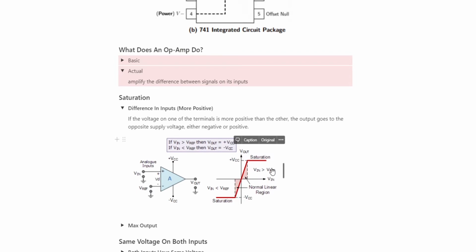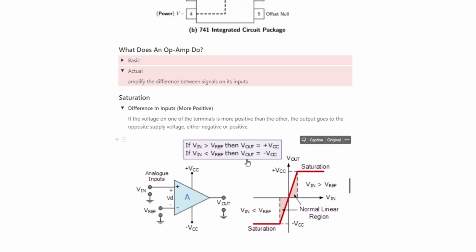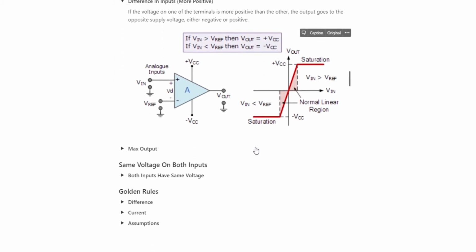So where are we getting V ref from? Where's this reference voltage coming from? It says here, if V in is greater than the reference voltage, what's the reference? The ground? Oh no, they said they've got a reference voltage. Where did that come from? Okay, then V out is equal to plus VCC. Otherwise, it's minus. I don't understand that again.